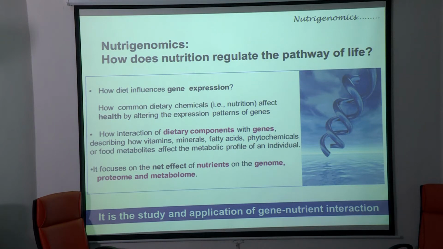those interactions? So you have to see what happens at gene level, at protein level, and then at metabolite level, because there are different levels at which these food materials, when they impact the gene, will produce the results. So we can't just stop at a genomic level or a proteomic level. We have to come down to the metabolite profile level to study the impact of all these dietary components. So overall, it focuses on the net effect of the nutrients on the genome, on the proteome, as well as on the metabolome.